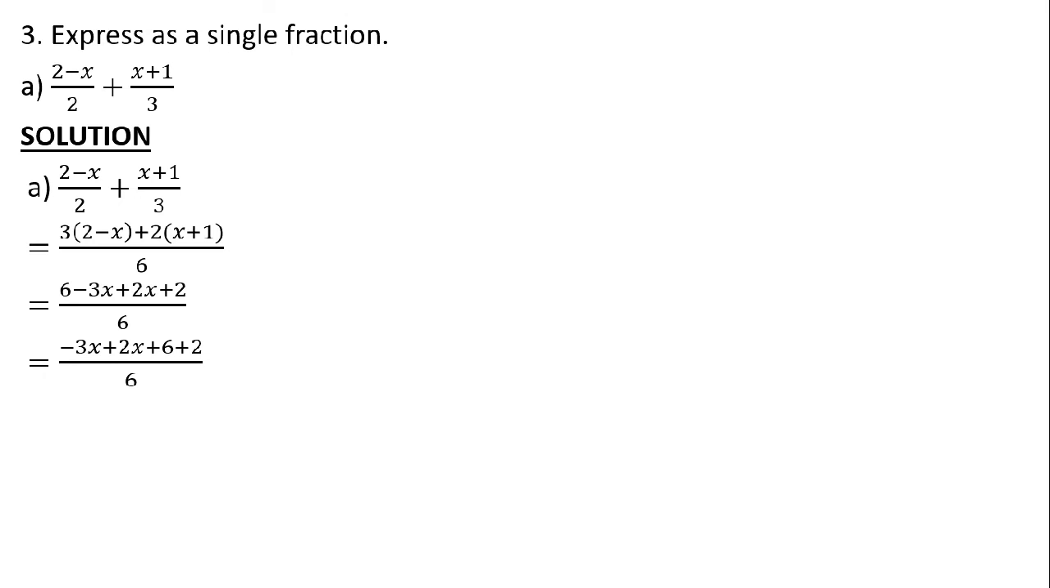6 plus 2 is 8. So our answer will be negative x plus 8 over 6. That is our answer. As simple as that. We go to part B. Part B, we have 2x minus 1 divided by 5 minus 3x minus 2 divided by 7.